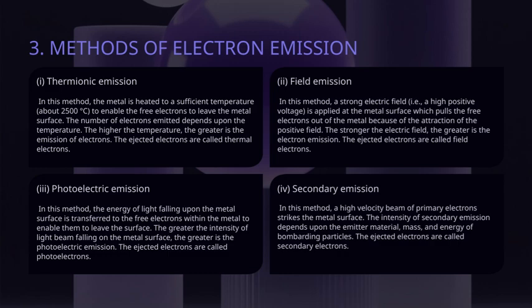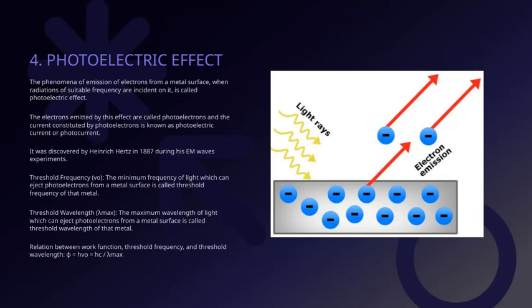These different methods of electron emission are fundamental to understanding how electrons are generated and utilized in various electronic devices and technologies. Let's explore the relationship between work function, threshold frequency, and threshold wavelength. The equation phi equals h times nu naught, which also equals hc divided by lambda max, captures this connection.